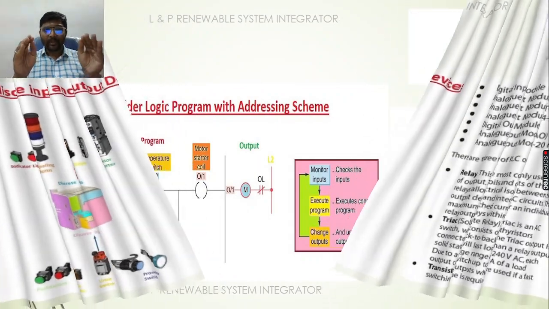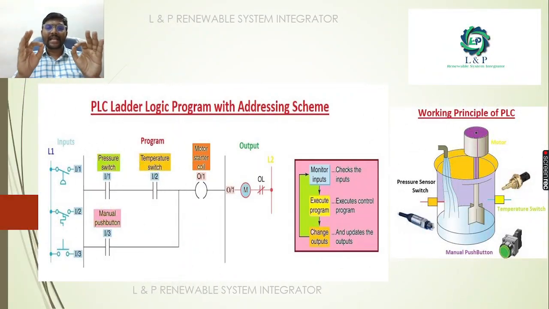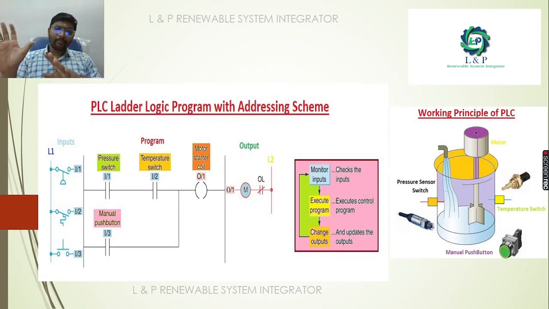So this is a simple way how a PLC ladder diagram looks with the addressing schema. Most importantly, in this example, on the right hand side we have a motor. The motor will come in the category of output. Now we have a pressure switch, temperature switch, and also a manual push button. All these three we can take as inputs, most importantly digital inputs.